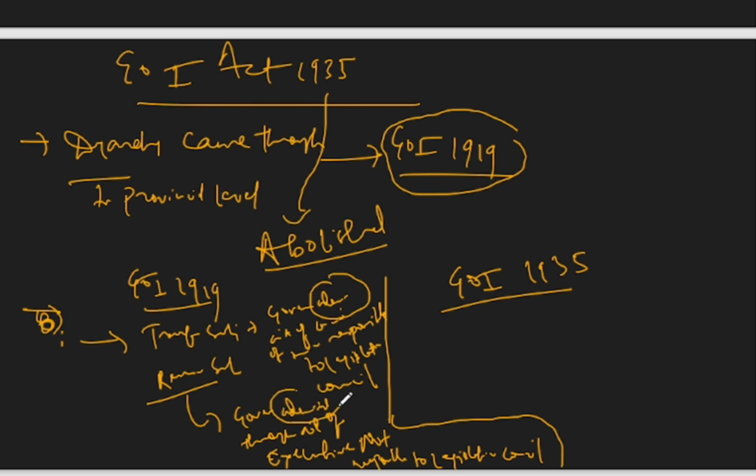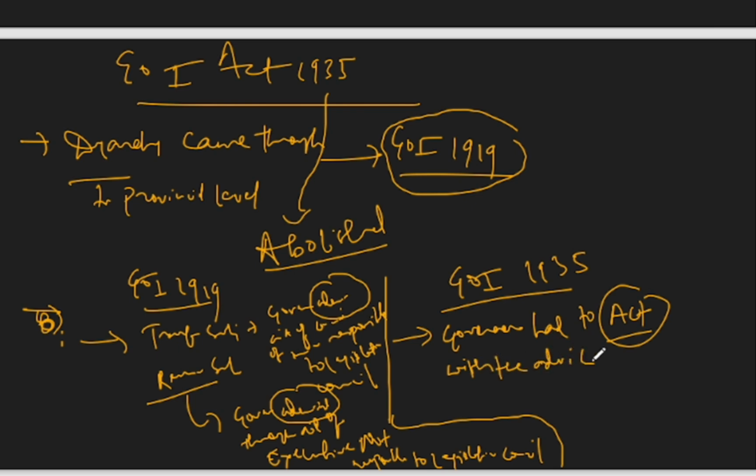Here also the governor administers. But what happened in Government of India Act of 1935? Now, since provinces got autonomy, the governor had to act with the advice of council of ministers. Remember this word, act. So there is a difference between act and administer.